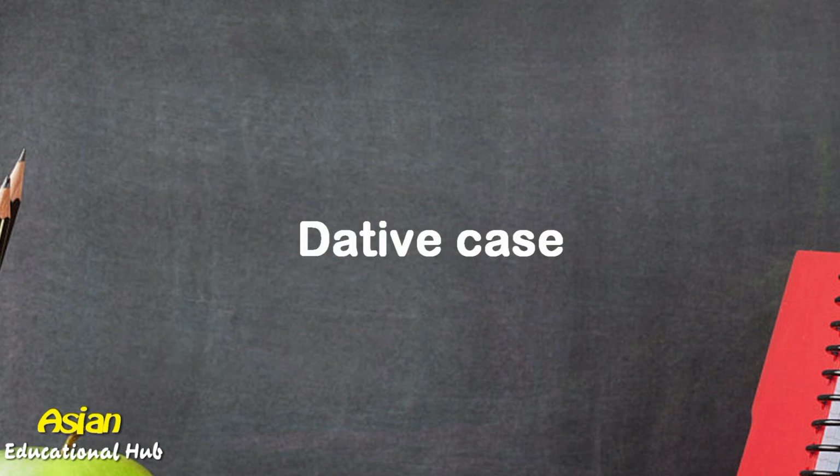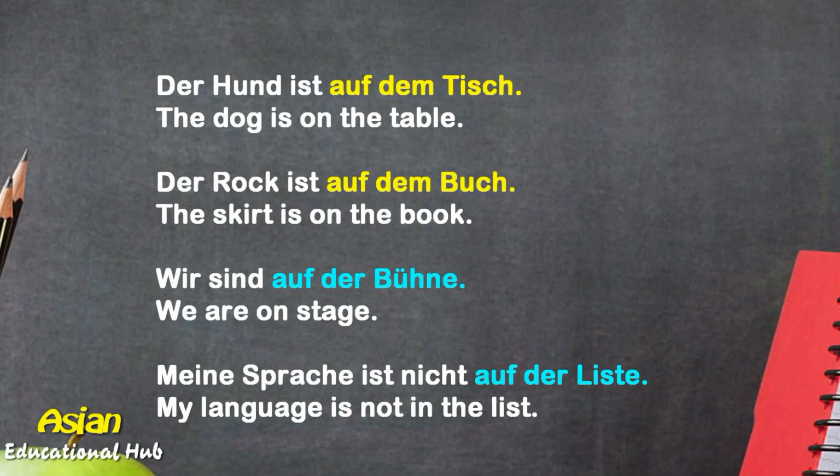Now let us see dative case. Der Hund ist auf dem Tisch. The dog is on the table. Because there is no change of position. Der Rock ist auf dem Buch. The skirt is on the book. Wir sind auf der Bühne. It is a feminine noun. We are on stage.